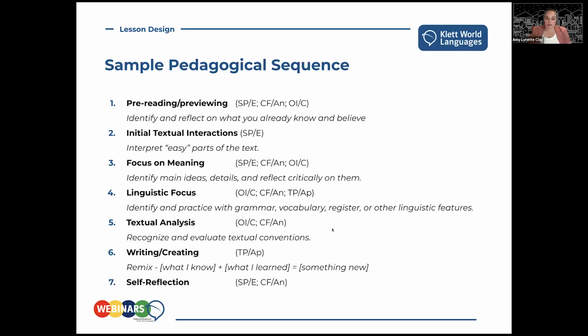And then typically at the end is the time that I do remixing and writing or creating. So I take what I know, I take what I learned, and I bring them together in some way to make something new, a new text conveying something new. And lastly, self-reflection. And that might be reflecting on my process of writing, creating, my own as a learner, my process of engaging with the text, things that I feel like I need to learn or want to know more about. Depends on you as a teacher and what you want to focus student self-reflection on.